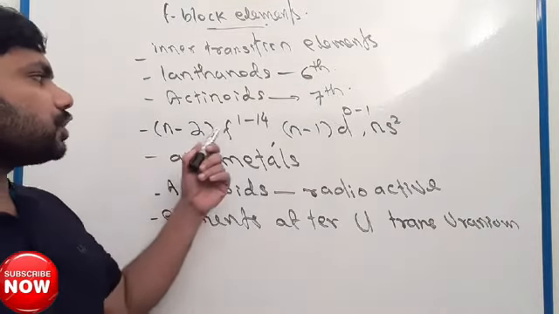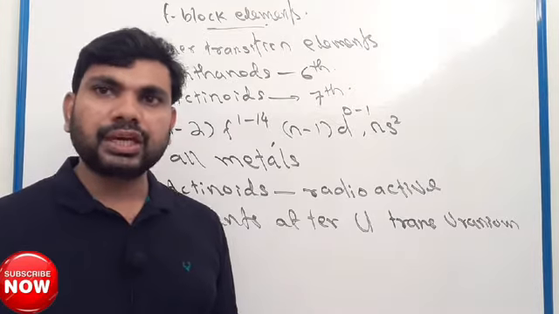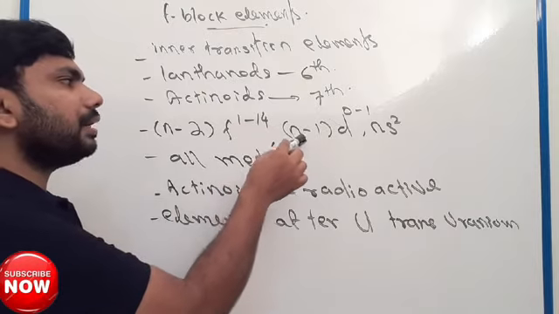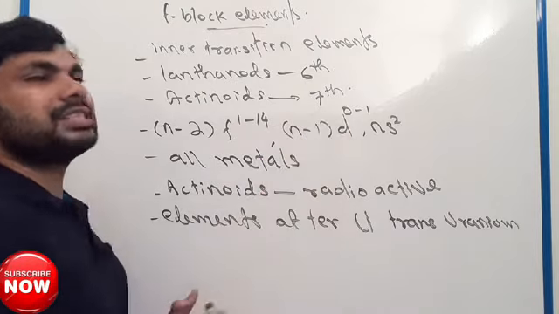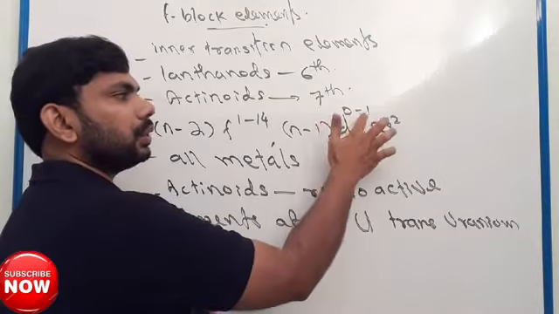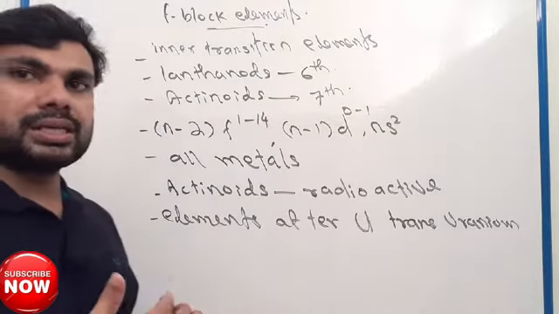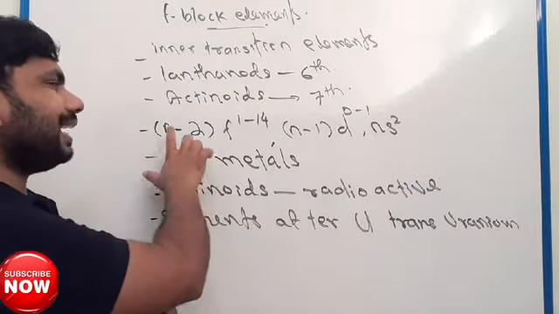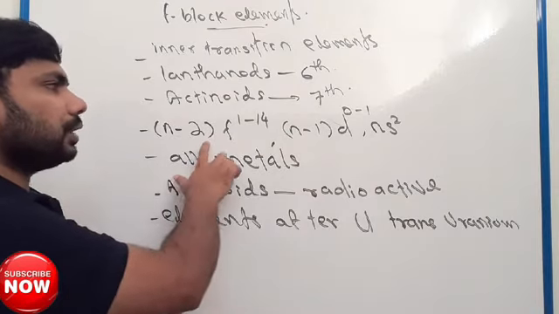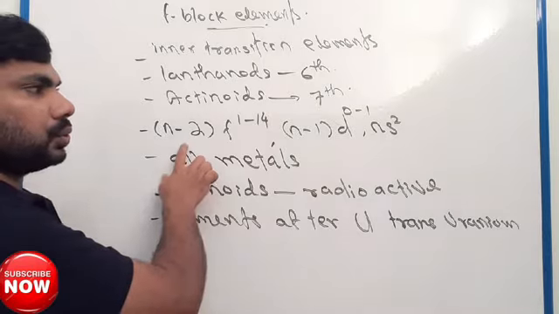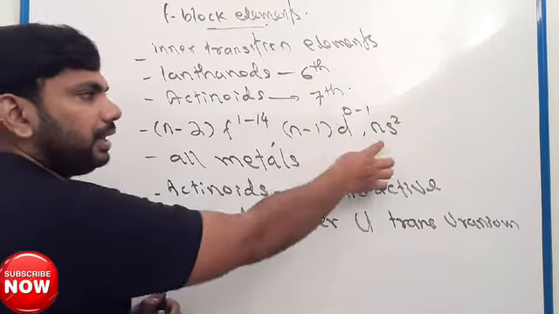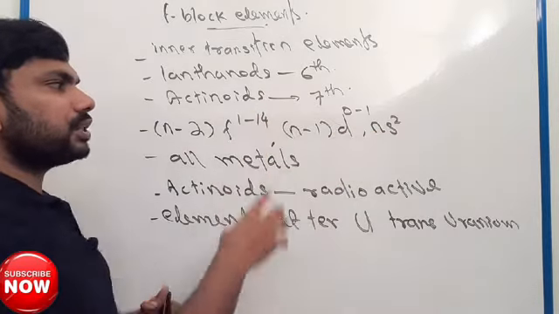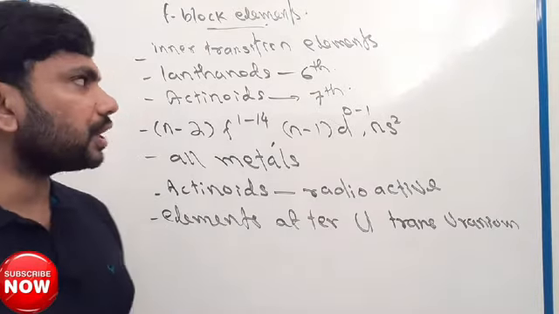This is the general outer shell electron configuration of F block elements: (n-2)f 1 to 14, (n-1)d 0 to 1, not 0 to 10. Remember, here it is 0 or 1 electron; there is no electron up to 10. So you have to remember the outer shell electron configuration: ns, (n-1)d, (n-2)f. Here 2 electrons in the s orbital, 0 to 1 electron in the d orbital, and 1 to 14 electrons in the f orbital.